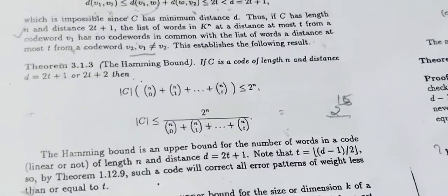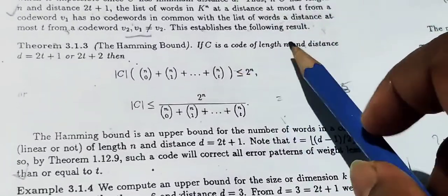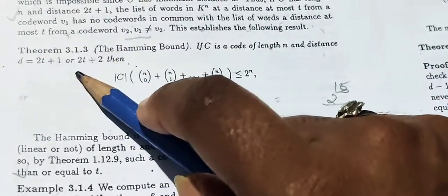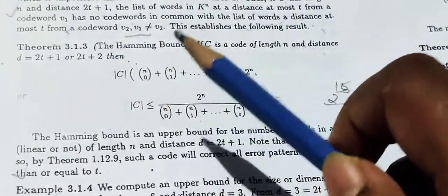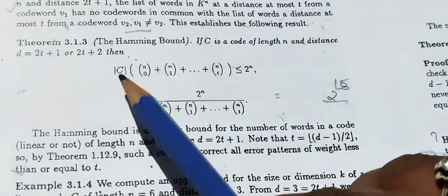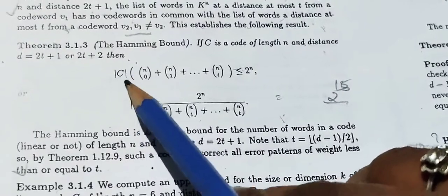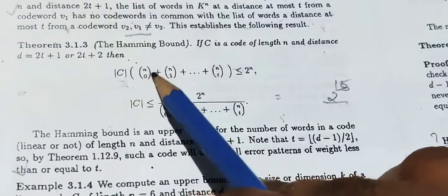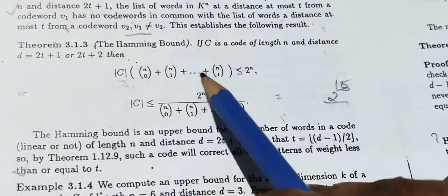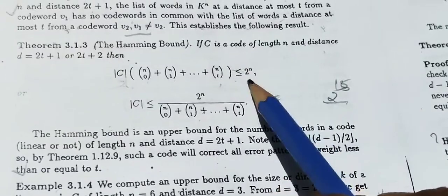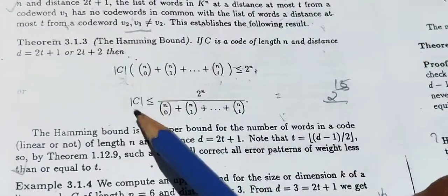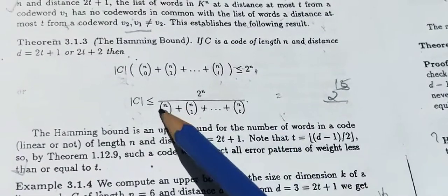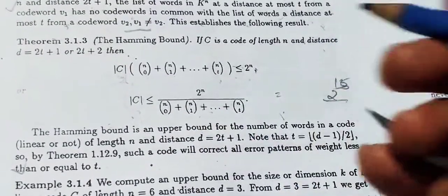Okay. So what does the Hamming bound mean? Let C be a code of length n and distance d = 2t + 1 or 2t + 2, where t is any integer. Then the size of the code times (nC0 + nC1 + ... + nCt) is less than or equal to 2 raised to n. That is, the size of the code is less than or equal to 2 raised to n divided by this sum. So this is the Hamming bound.